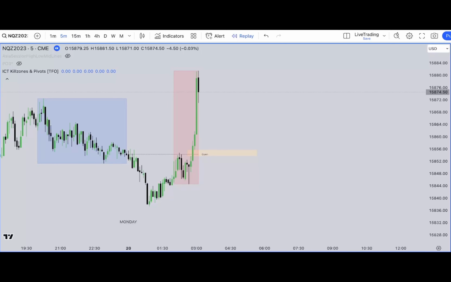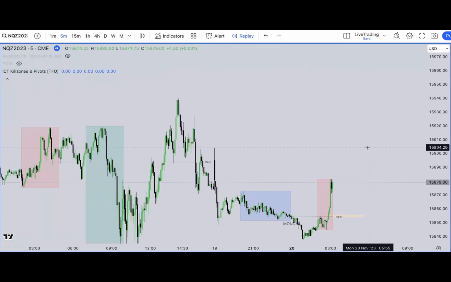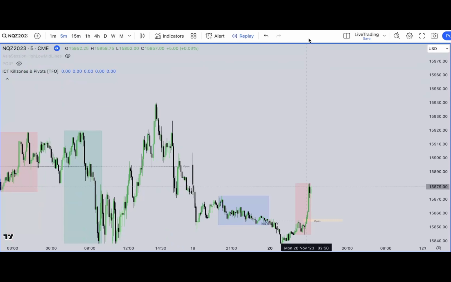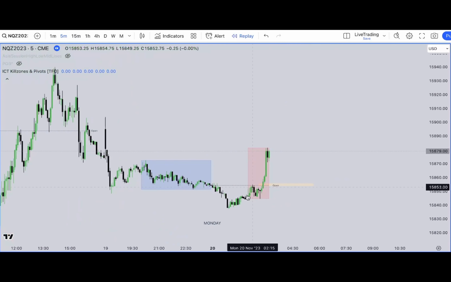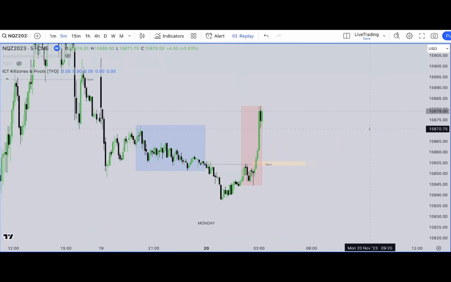So see these fair value gaps. Yes, it does. And we have our higher time frame target right here. And price is pushing higher after the manipulation. So this is the green light.